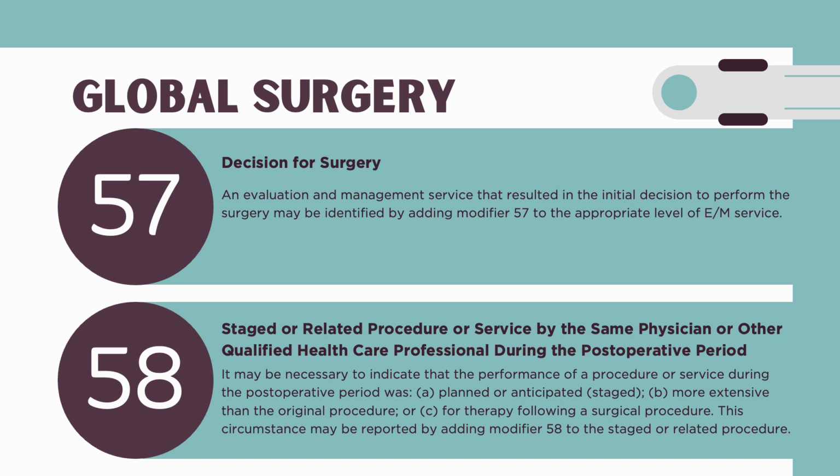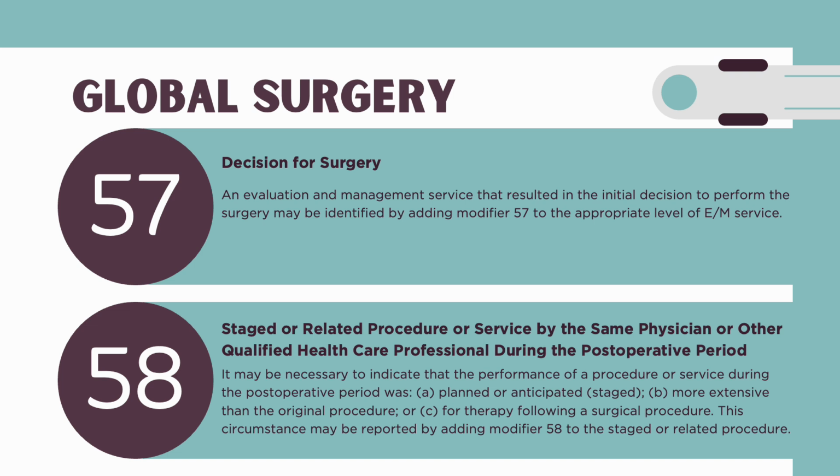For example, patient presents to the emergency department with lower right quadrant pain. The surgeon is called in and performs an exam and orders an abdominal scan. It is determined that the patient has appendicitis and needs to have it removed emergently before it ruptures. The surgeon should report the E&M service with modifier 57, indicating that the exam was necessary to determine the appropriate surgery, in addition to the code for the appendectomy.